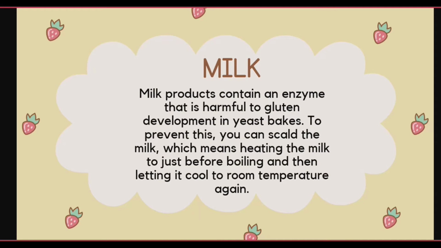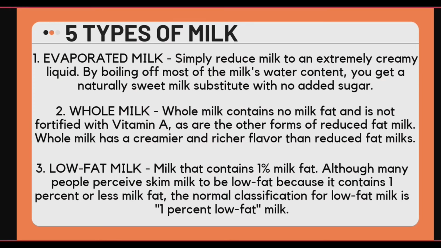The fourth ingredient is milk. Milk products contain an enzyme that is harmful to gluten development in yeast bakes. To prevent this, you can scald the milk, which means heating the milk to just before boiling and then letting it cool to room temperature again.